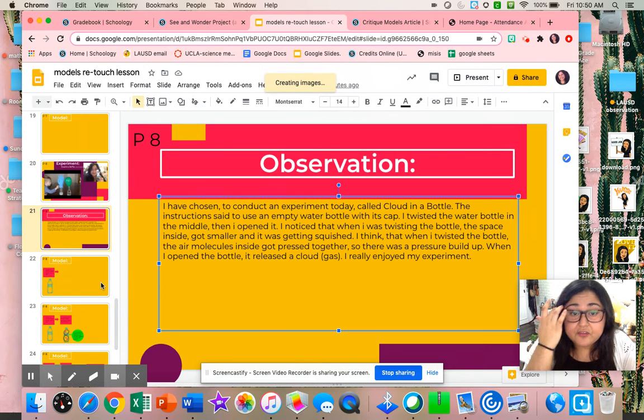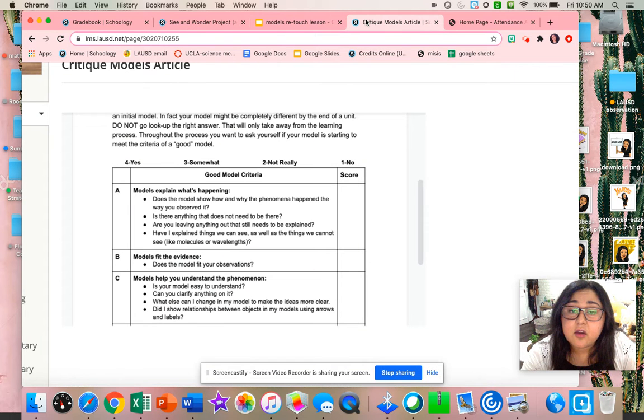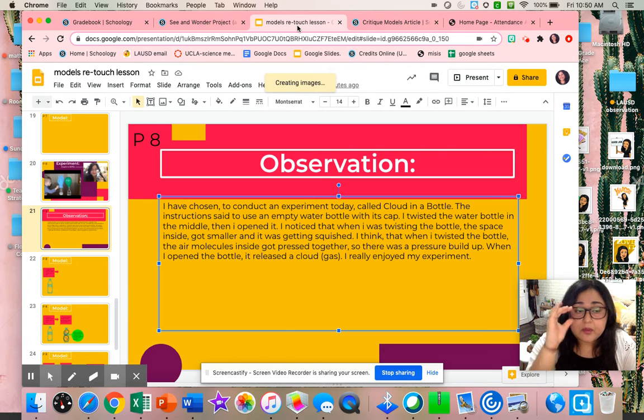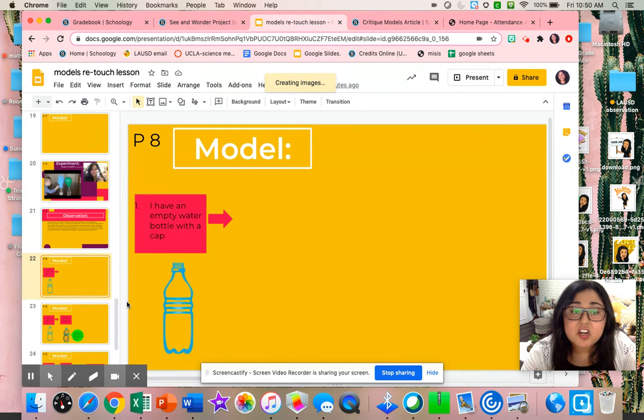Okay, so after that, I'm going to make my model. And remember, if you look at the model rubric, it has to be easy to understand, have anything that's clarifying, and show how and why the phenomena happened, why you think it happened, your observations. Okay, so let's create the model. So I'm going to start off with my first step. I have an empty water bottle with a cap.